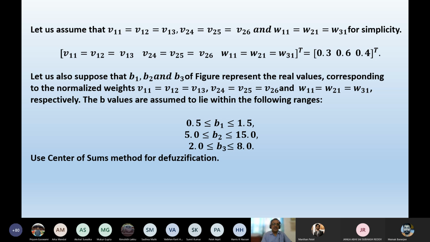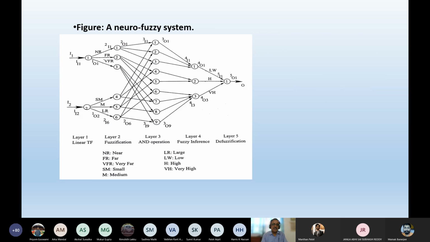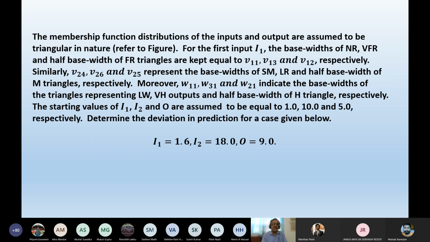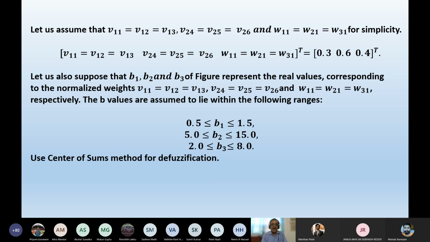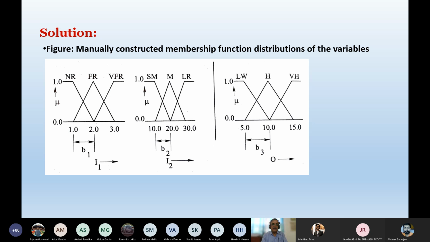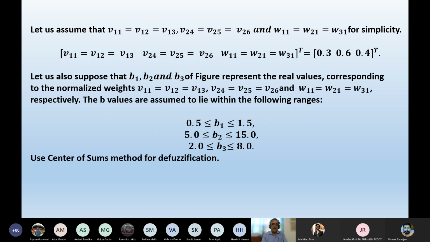Let us suppose that B1, B2, B3 of the figure represent the real values corresponding to the normalized weights. So these are all normalized weights. Their corresponding real values are to be represented by B1, B2, and B3 in the figure. You can see in the figure there are some B1, B2, and B3, next to that. And these are the ranges for B1, B2, and B3. Yes, this is B1, this is B2, and this is your B3.